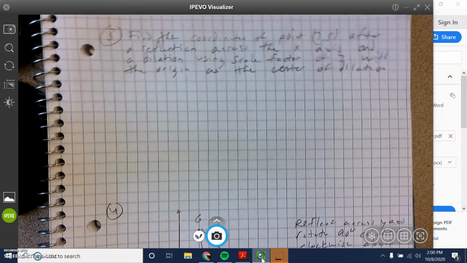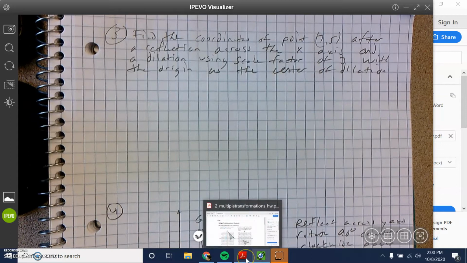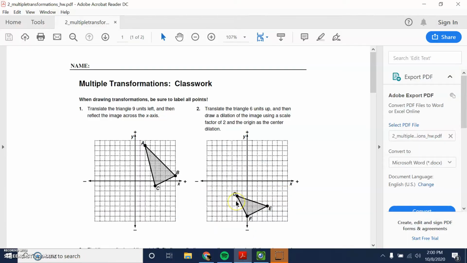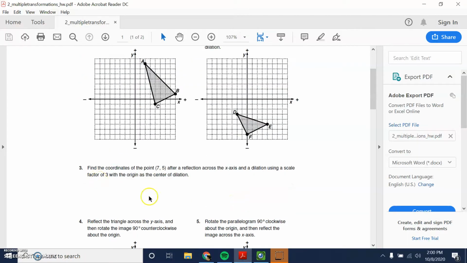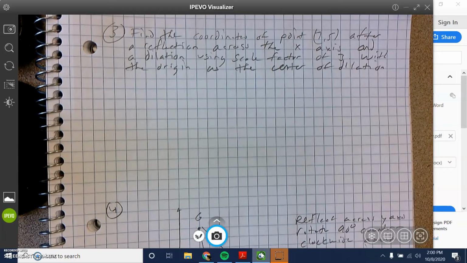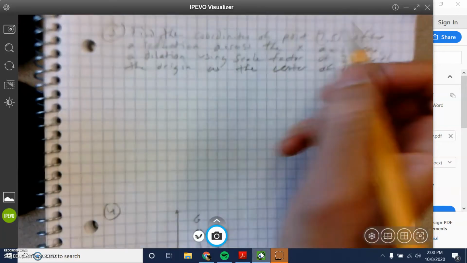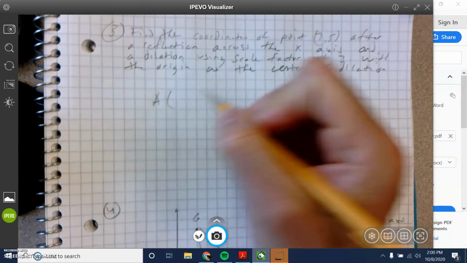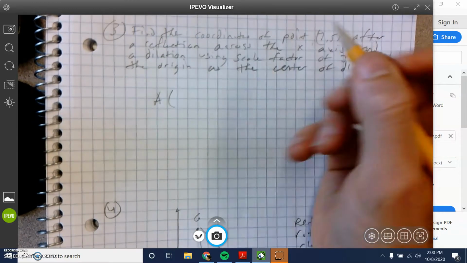Nice! Let's do one with no picture. What does that look like? Let's check it out. All right, here it is. Number 3. Find the coordinates of point 7, 5 after reflection across the x-axis and a dilation using the scale factor of 3 with the origin as the center of dilation. All right, cool. So I wrote the problem down like that. So we got 7, 5. Let's call this A. Could call it B, could call it smiley face, doesn't matter.